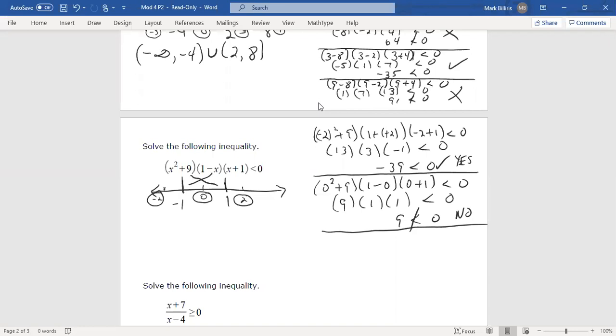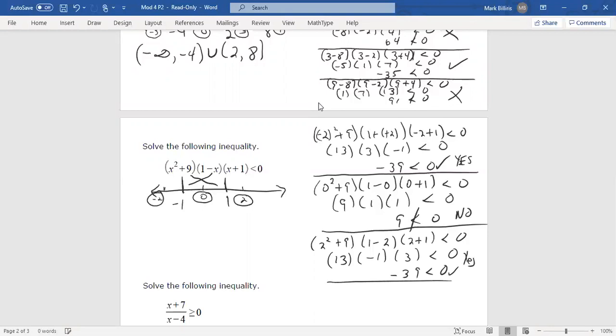So I try my last region, so I use my test point 2, and I get 2 squared plus 9, then 1 minus 2, and then 2 plus 1. See if that's less than 0. So 2 squared or 4 plus 9 is 13. 1 minus 2 is -1, and 2 plus 1 is 3. So 13 times -1 is -13, times 3 is -39, and -39 is less than 0. So yes, this region would be part of our solution.